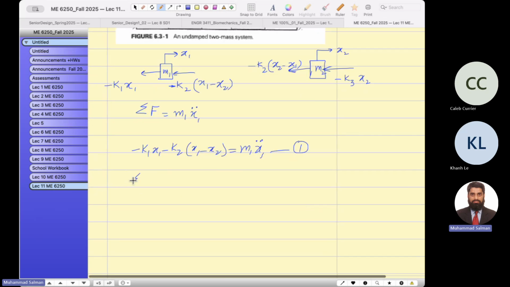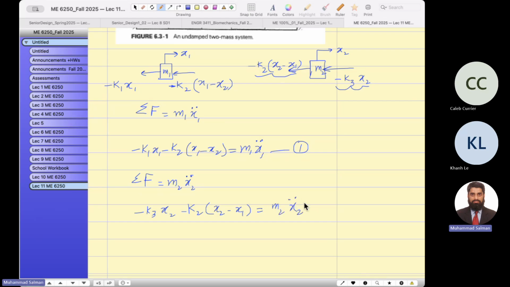For the mass m2, you will do the same. There are two forces from these two springs, so minus k3 x2 minus k2 (x2 minus x1) equals m2 x2 double dot. You agree with your professor?